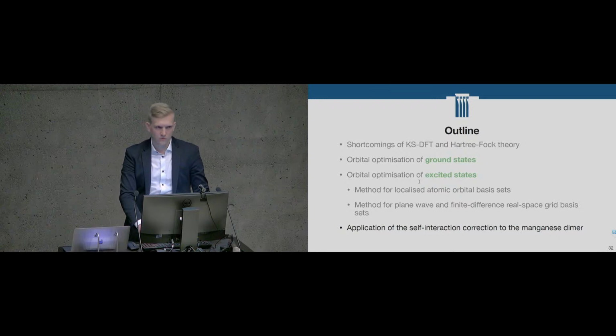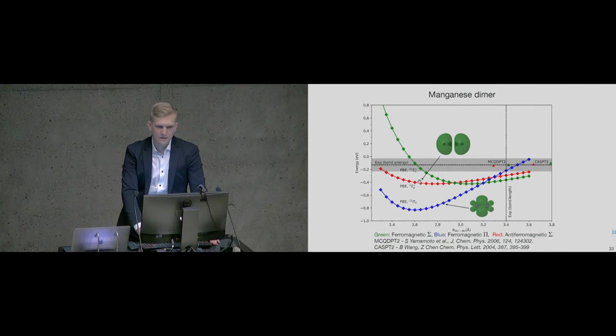And now I would like to continue with the last part of my talk. So manganese dimer is a very small but extremely difficult molecule for both wave function approaches and Kohn-Sham DFT. What we know from experiment is that it has a large bond length, 3.4 angstrom, and the binding energy is small, minus 0.13 eV. And the wave function methods predict similar bond energy. However, they differ in estimation of the bond length.